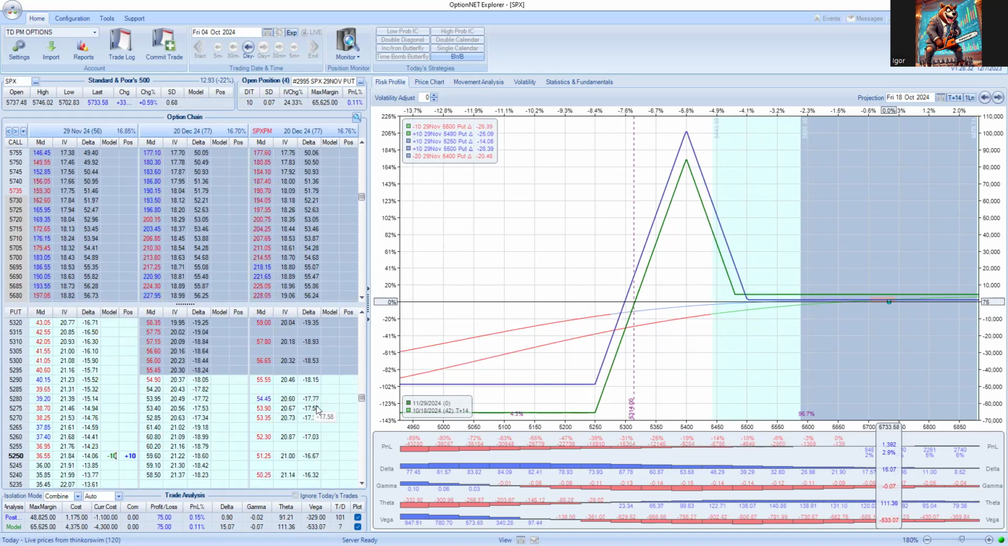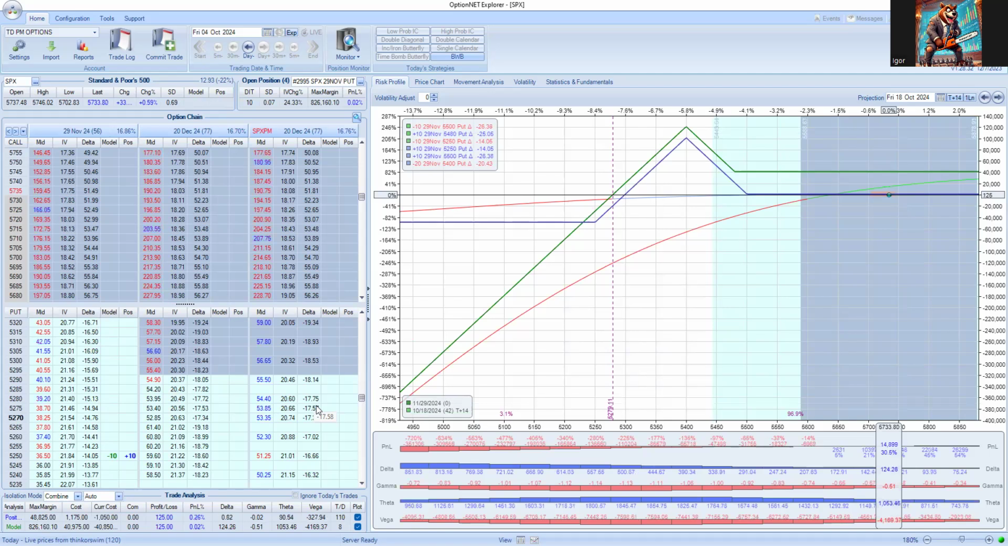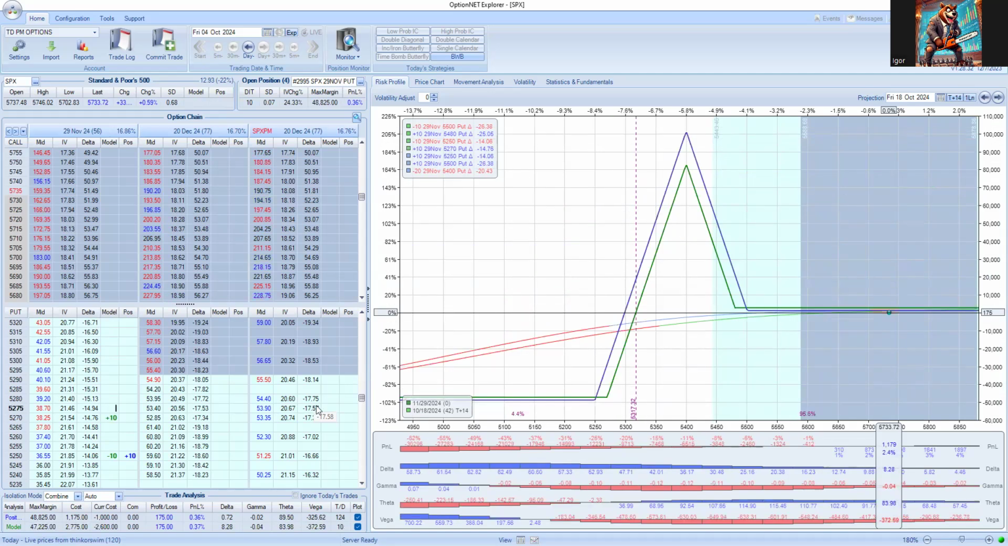So I buy back, I sell the 5250s and I roll them up maybe 20 points, right? So from 5250 up to 5270, right? So this would be a put debit spread. So essentially what I did was I shrunk the size of this tent, right?